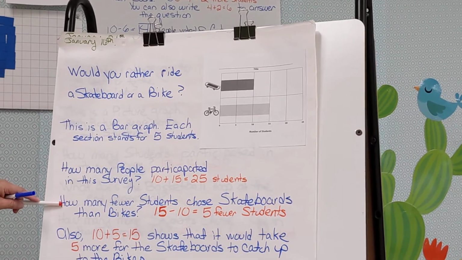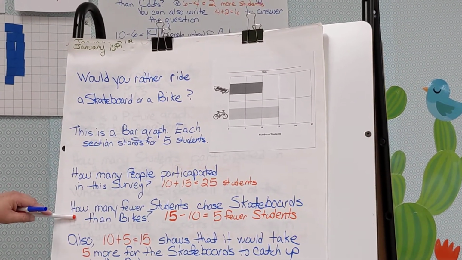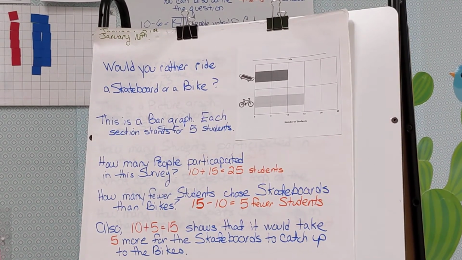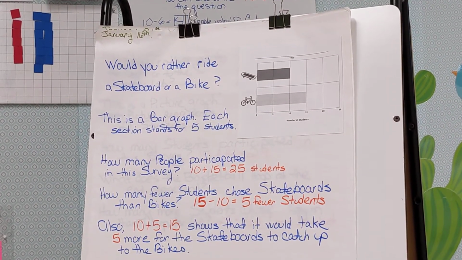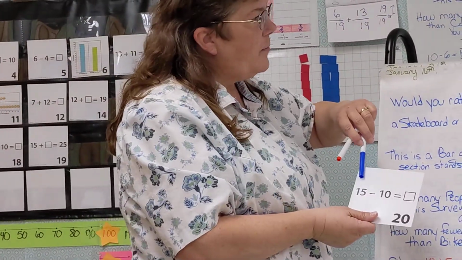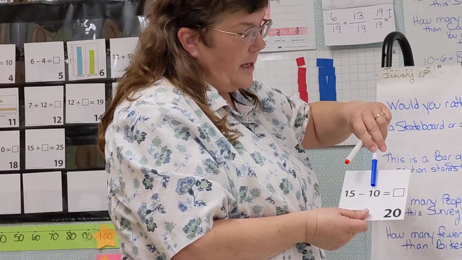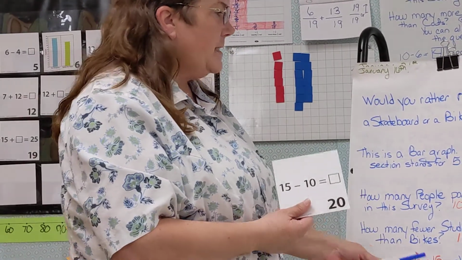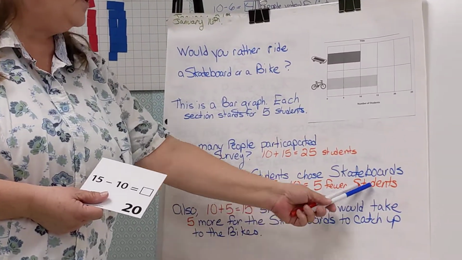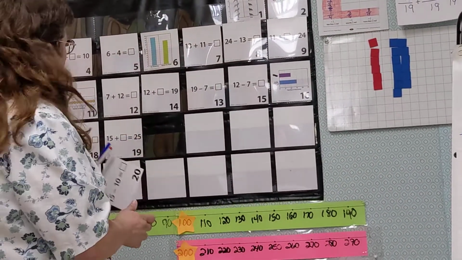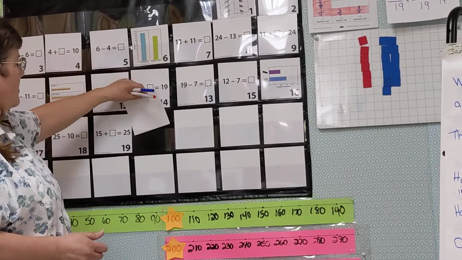How many fewer students chose skateboards than bikes? So that one is, do I have one more here? Oh, yep, I did. So 15 bikes, and 10 people did skateboard. So 15 minus 10, 5 fewer students picked skateboard. These keep getting mixed up in my mind. I'm going to put that one back.